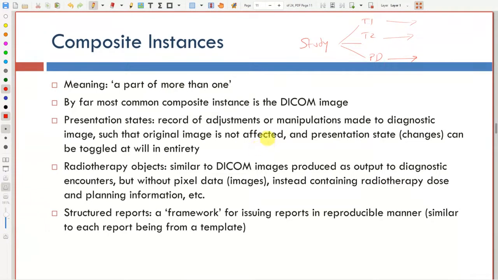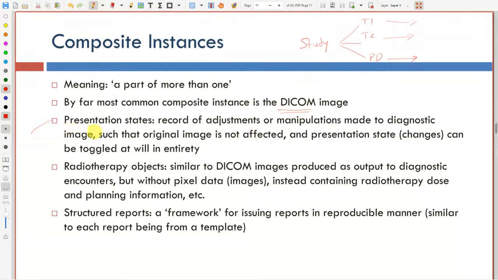By far the most common composite instance is the DICOM image itself. As I said before, if you have T1, T2, proton density, usually each one of them is a separate DICOM file. So it's one of the things that you can see that can represent a part of more than one.